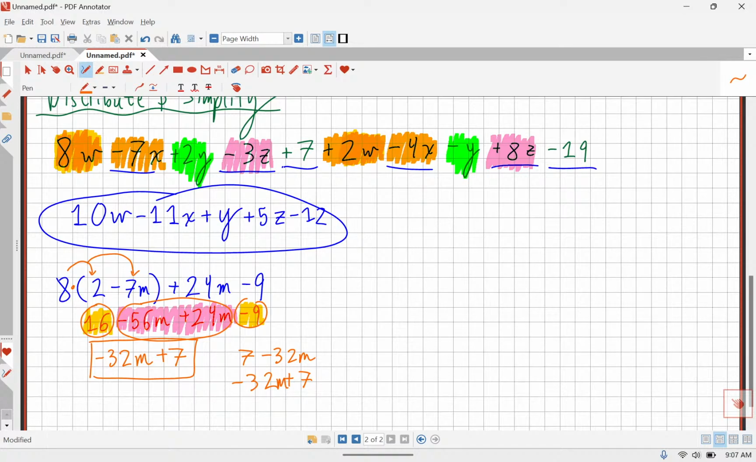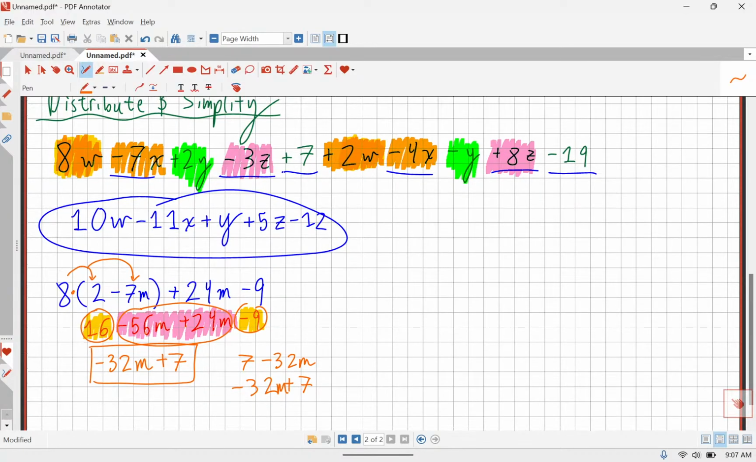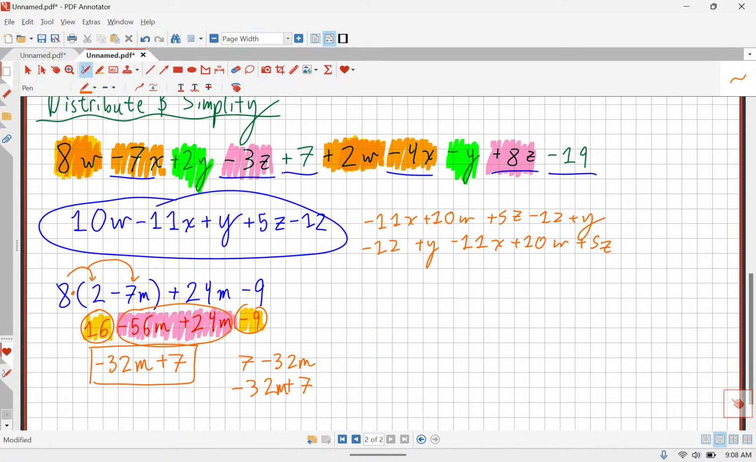The problem is if I don't do that, I have to put in every combination. Like if I don't tell you to do that, I have to tell Canvas to accept negative 11x plus 10w plus 5z minus 12 plus y. I have to type that whole thing in. But then I also tell it to accept negative 12 plus y minus 11x plus 10w plus 5z. And you guys, I just don't want to spend all that time typing. So on a self-assessment, I'm going to insist that you type it in the way it wants it, which is usually variables in alphabetical order with the constant term being last.